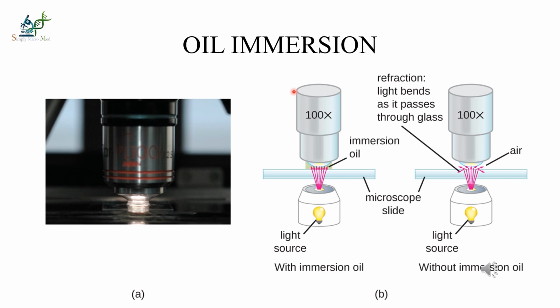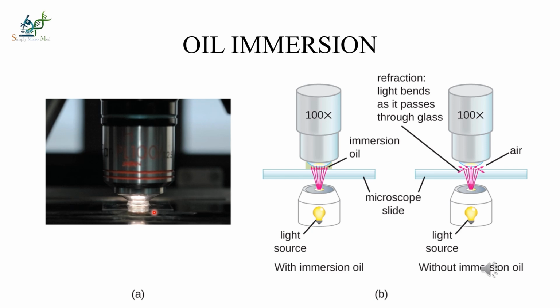Oil immersion. Oil immersion of a compound microscope will give high magnification power up to 1000x. Oil immersion we use to observe stained bacterial smear. Not only the bacterial smear, stained smears we can observe in the oil immersion objective. This will give a clear image. In oil immersion, we place an oil between the smear and this objective lens. By that, we will get a clear image of the organism.